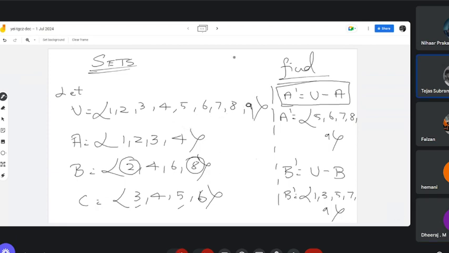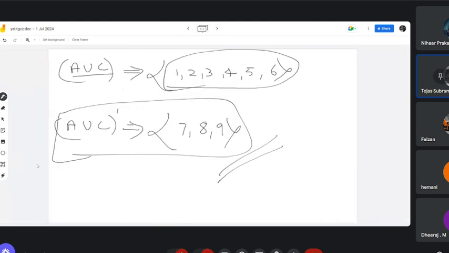Done with this slide, guys? I'll go to the next one. The question is A union C, the whole complement. But to find this, you need A union C. That's how it is. And mark this question.